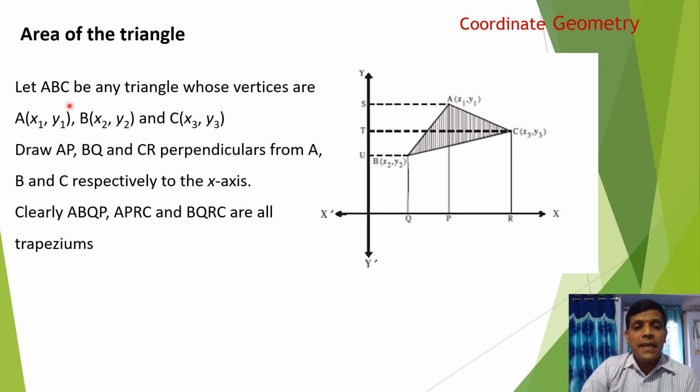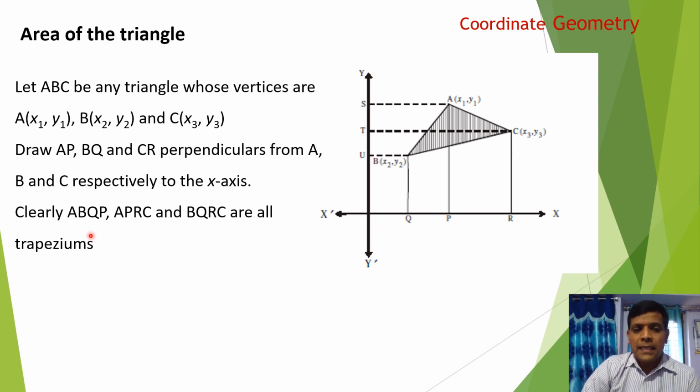Let ABC be any triangle whose vertices are A x1 comma y1, B x2 comma y2, and C x3 comma y3. Here A, B, C are vertices of a triangle. Draw AP, BQ and CR perpendiculars from A, B and C respectively to the x-axis. It means draw perpendiculars AP, BQ and CR to the x-axis.